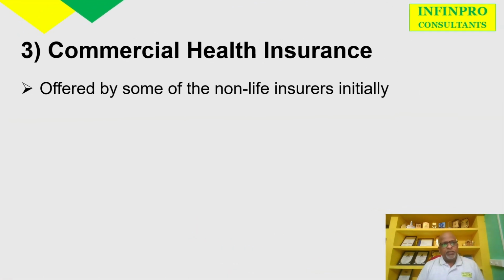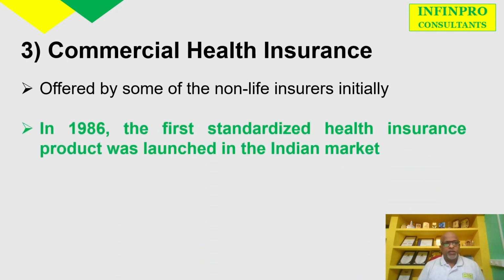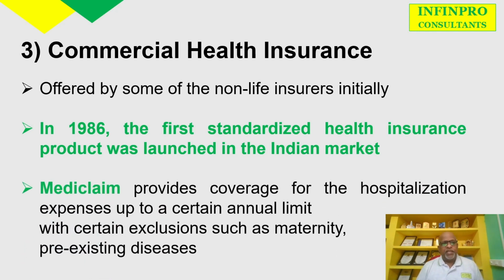Moving forward, the third section, which is becoming the majority in class, is commercial health insurance. These were initially offered by non-life insurers, and in 1986 the first standardized health insurance product was launched in the Indian market in the name of Mediclaim. And Mediclaim provides coverage for hospitalization expenses up to a certain limit, and of course it comes with certain exclusions like maternity or pre-existing disease.